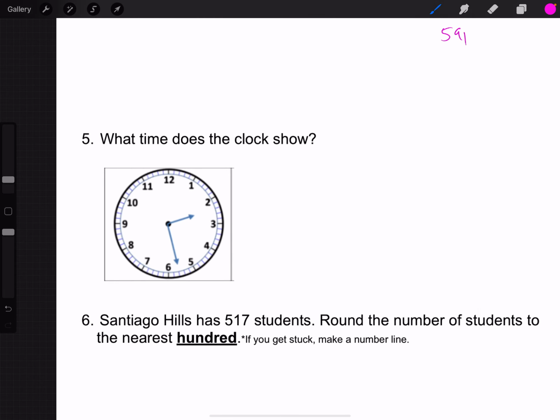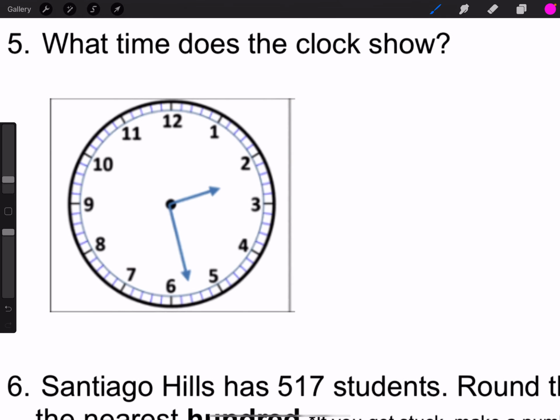Okay, what time does the clock show? Again, this is a quick review. We're going to have more time to go over this later in the year because we're telling time to the minute in this case, but I know some students know this, and we did practice this. I can see that the hour hand, the small one, is past the 2, but it hasn't gotten to the 3, so it must be the 2 o'clock hour.